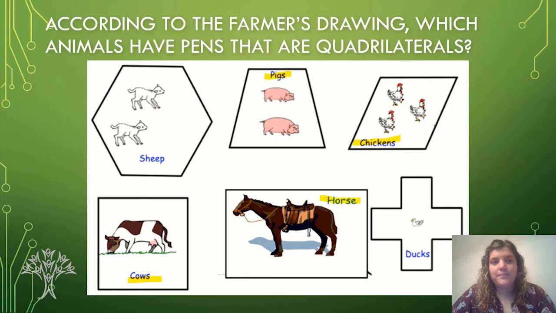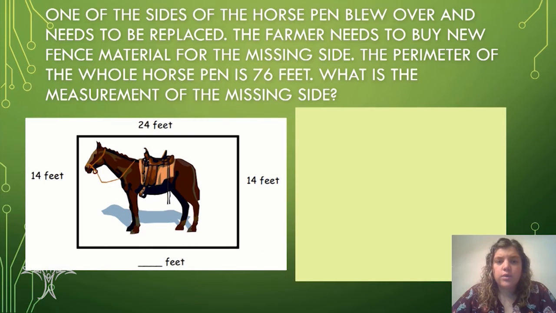Let's move on. Let's look at this horse pen now. This one can be kind of tricky. Take it slow and see if you can figure out the hint. One of the sides of the horse pen blew over and needs to be replaced. The farmer needs to buy new fence material for the missing side. The perimeter of the whole horse pen is 76 feet. What is the measurement of the missing side? We're looking for the measurement of this bottom side.